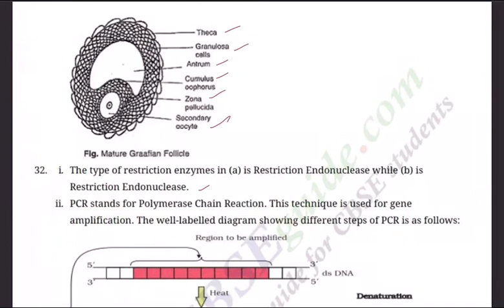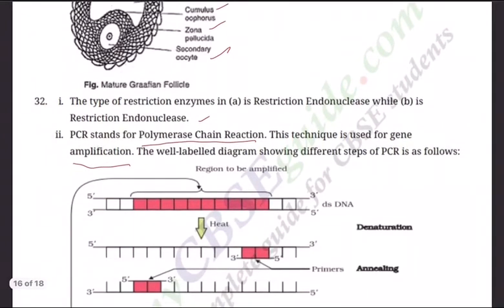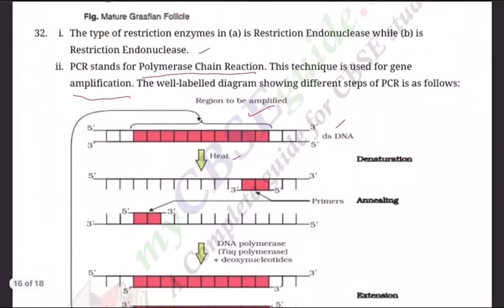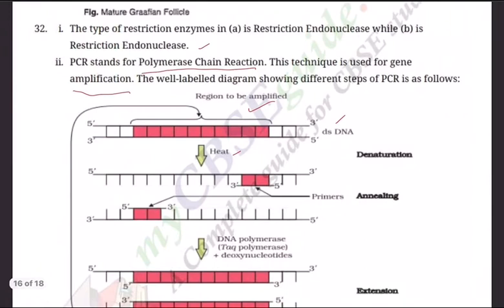Question 2. What is PCR? For what purpose is it used in biotechnology? Draw well-labeled diagram showing different steps in PCR. PCR stands for polymerase chain reaction. This technique is used for gene amplification, making the gene of interest into more numbers. The well-labeled diagram showing different steps of PCR is as follows. Now this is the region, the red colored one is the region to be amplified. Of course you have got 5' and 3' ends and 3' to 5' double-stranded DNA.